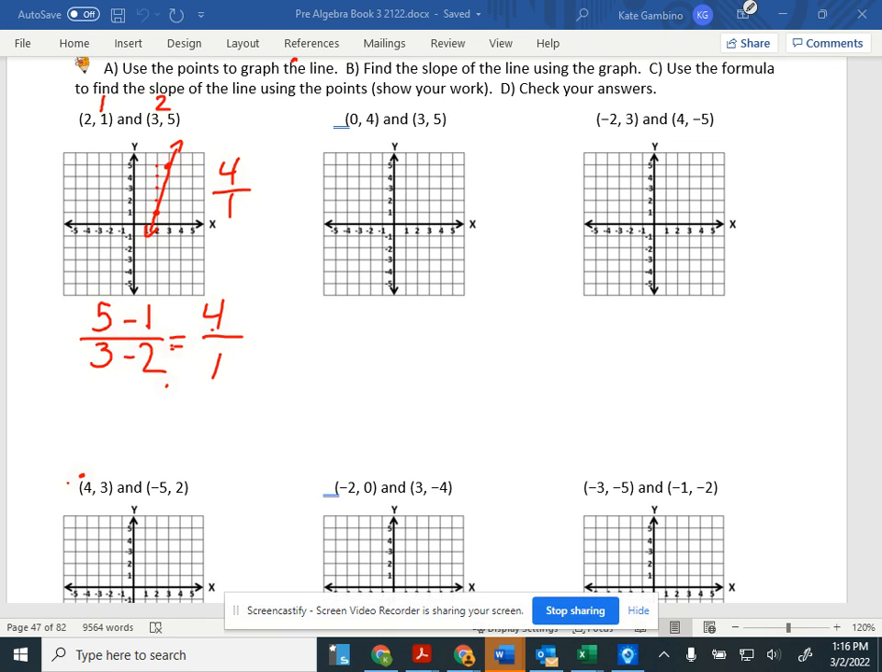Use the points to graph the line. Find the slope of the line using the graph. Use the formula to find the slope of the line using the points. Show your work. So I should see the formula. Do your answers match? It is our way of double checking to make sure we're using the formula correctly.